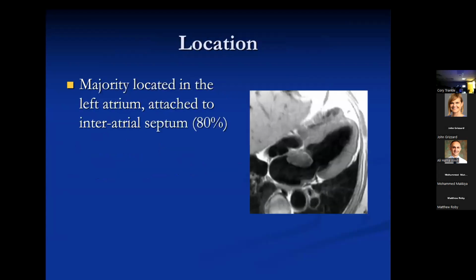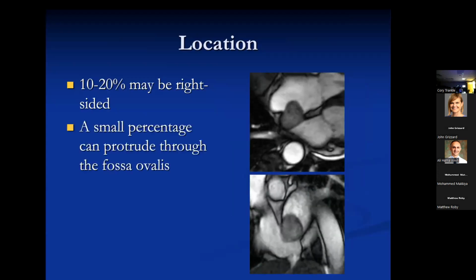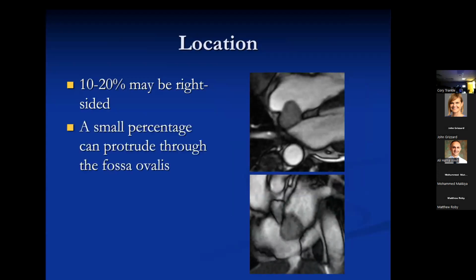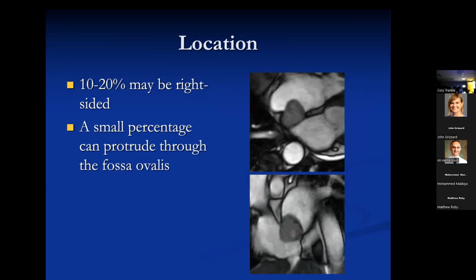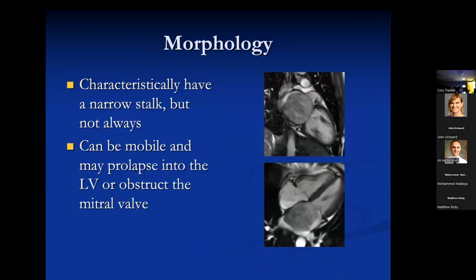Appearance-wise, it's a well-defined intracavitary mass, most commonly in the left atrium, although like in our case, it can be in the right atrium, often attached at the fossa ovalis to the interatrial septum. About 80 to 85% are left-sided, maybe 10 to 20% are right-sided, and a very small percentage will be sort of trapped in the fossa ovalis like this, and they're called biatrial by some people. Maybe 2 to 4% are in the ventricles, like you see here in this case, but that's uncommon.